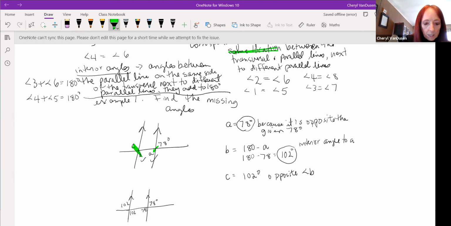So the 78 here also goes here. The 78 here also goes here. So this guy becomes 78. This guy becomes 78. And then the 102s come over here. So really, surrounding one of the crosses, the angles across from each other are equal.